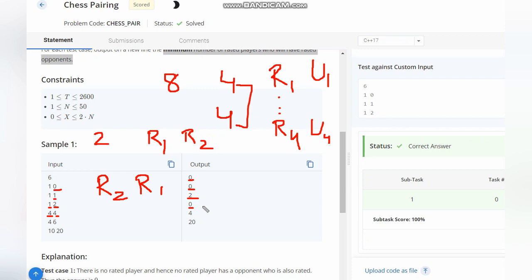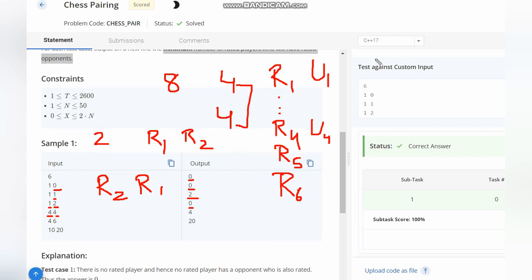In case of 4, 6, we have 2 more rated players extra. So we have R5, R6 as well. In case we have R5, R6, we have 2 extra players, and hence pairings among rated players are possible.